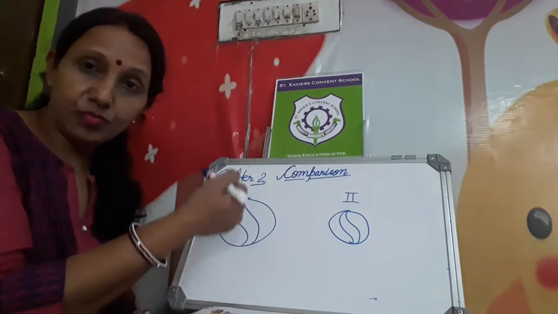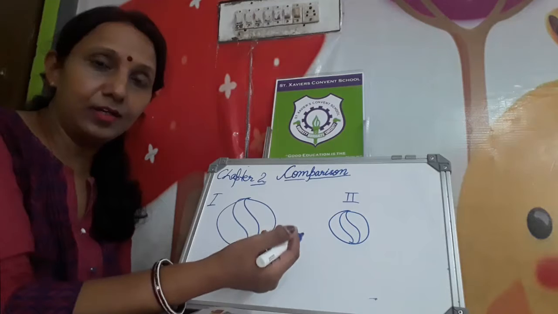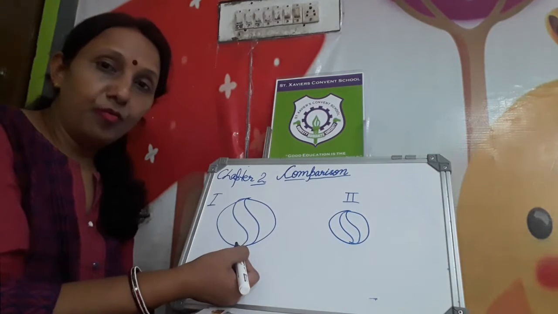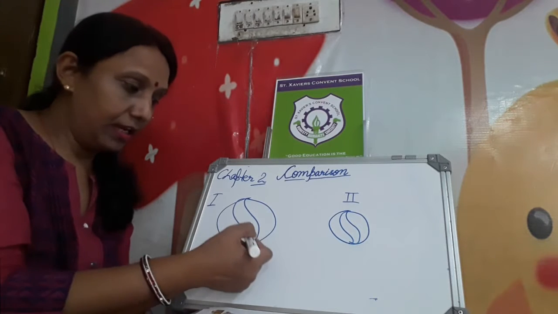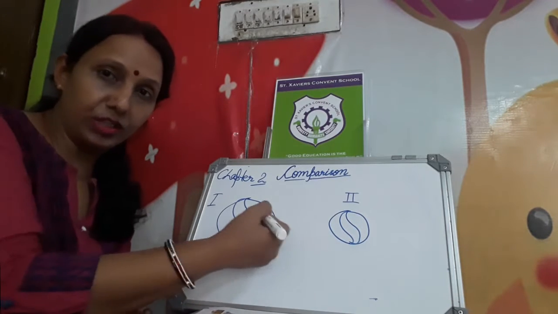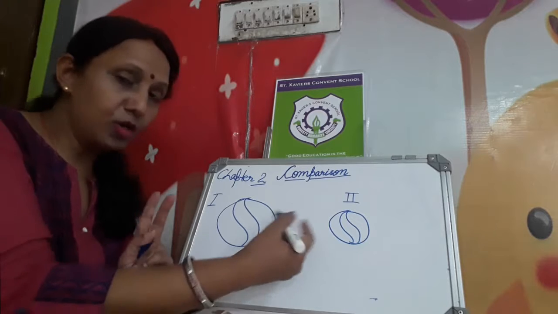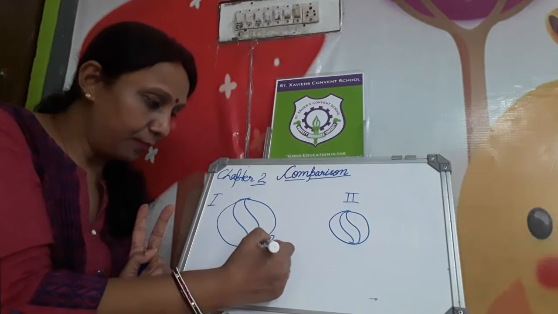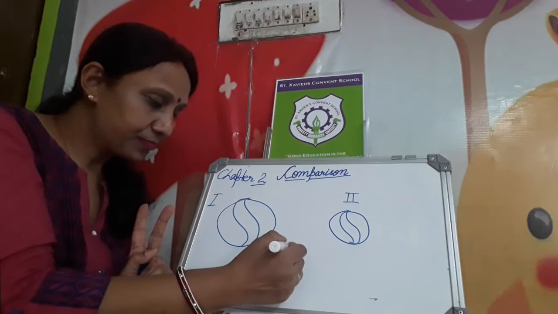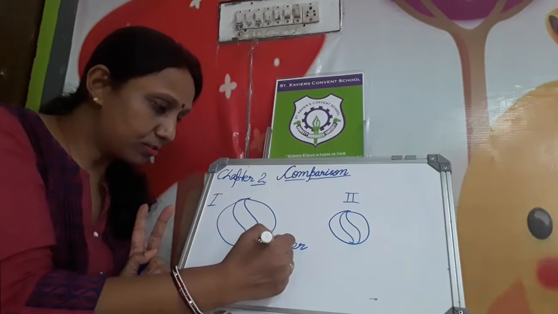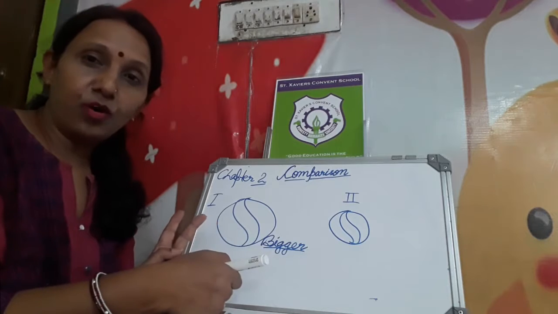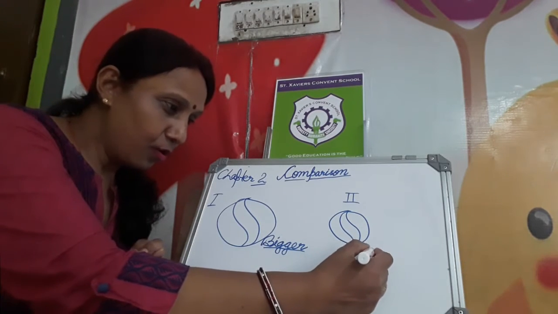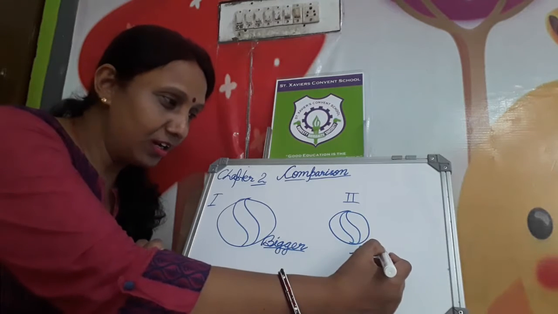Here we are comparing and using the correct word for that object; that one will be the bigger one. Here we are comparing two things, two balls. So the first ball is the bigger one, B-I-G-G-E-R. So the first ball is the bigger. And the second ball is bigger? No, that one is the smaller.